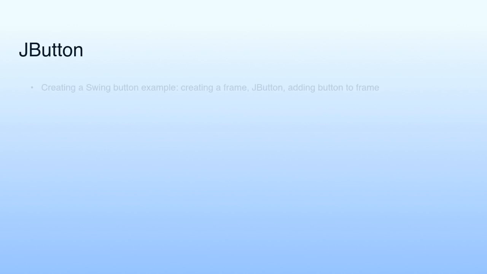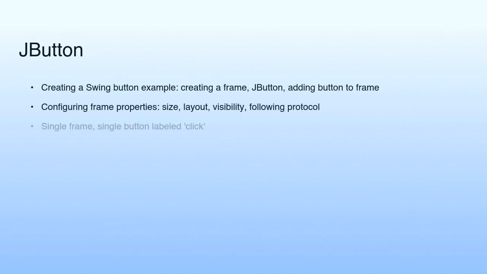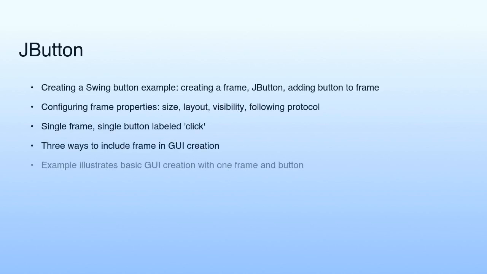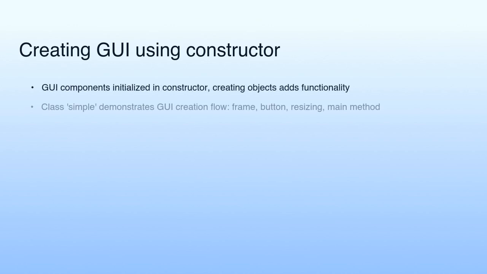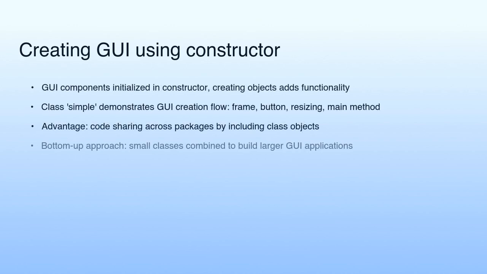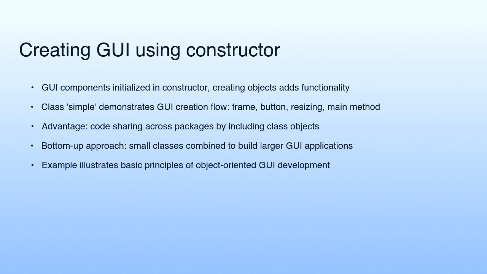The next part focuses on creating a simple swing button by instantiating a button object, adding it to a JFrame, and configuring properties like size, layout, and visibility. It then explores an alternative approach to GUI creation by initializing components in a constructor and combining smaller classes to build larger applications, leveraging code sharing across packages.